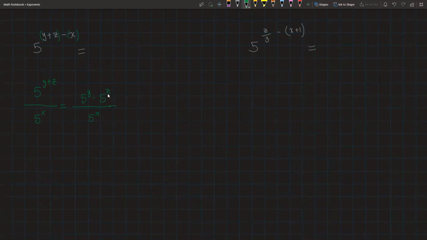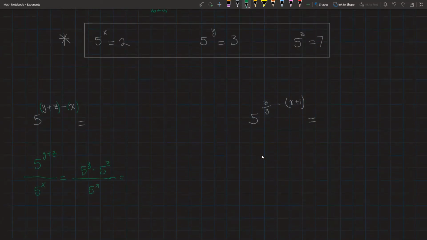And what does that become? We can start making some substitutions. We have 5 to the y is a 3, and 5 to the z is 7. 5 to the x is 2, so 21 over 2. I'm done. All right, hopefully you got the same answer. And then this same idea applies here.